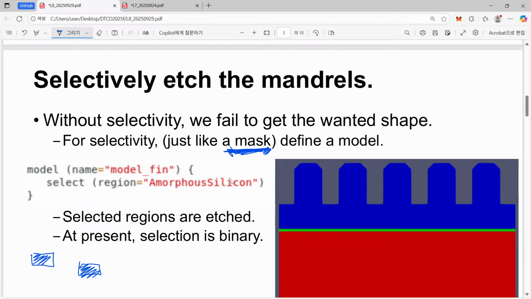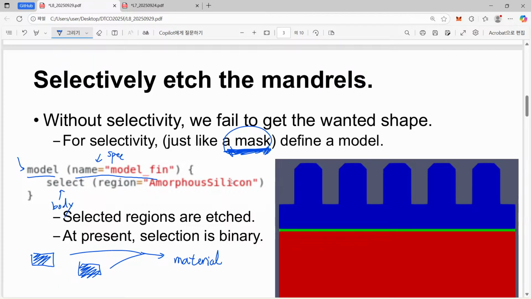However, using just a mask doesn't provide any consideration about material or region-wise selectivity. So instead of this mask, now we have to introduce material-wise selectivity. That's the reason why we introduce a different statement called model. It also should have a name. Once again, this one is the spec, and in this grammar, this is the body.